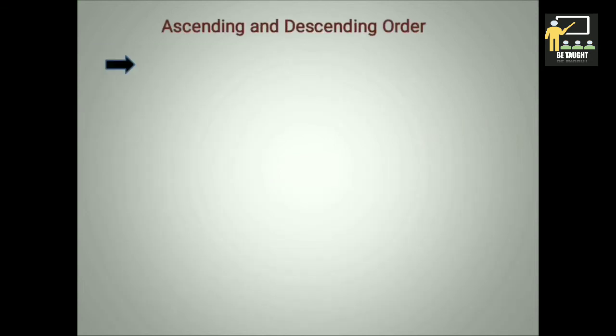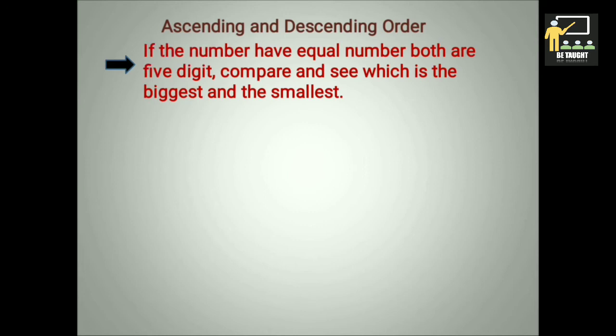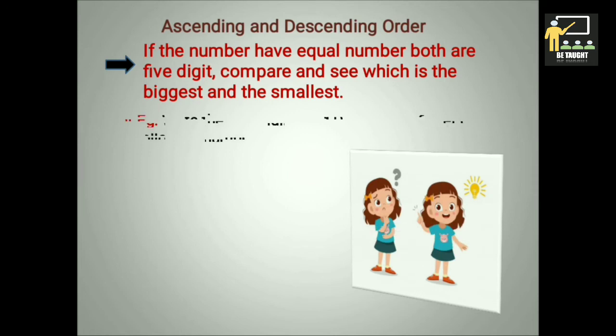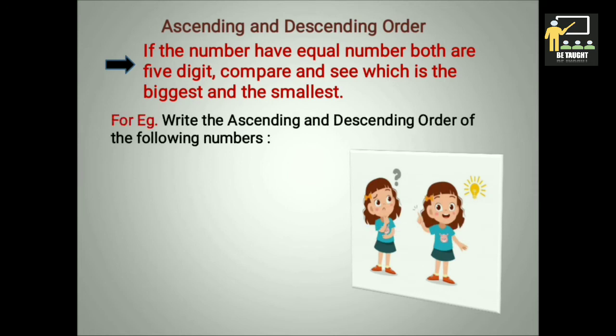Ascending and descending order. If the numbers have an equal number of digits, both are 5-digit, compare and see which is the biggest and the smallest. For example, write the ascending and descending order of the following numbers. Here a set of numbers is given to us: 10,100, 10,005, 10,550. So first we have to write the ascending order.